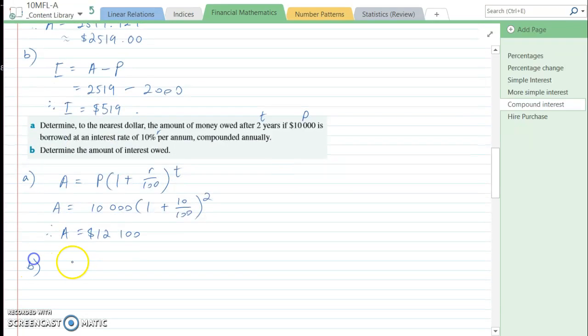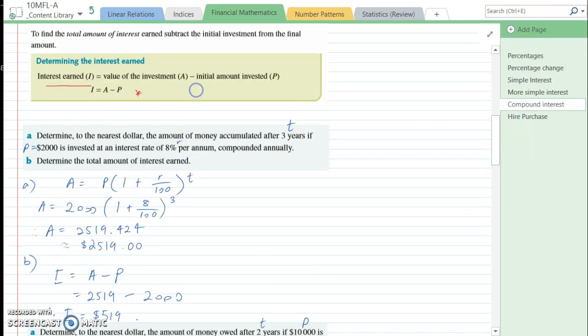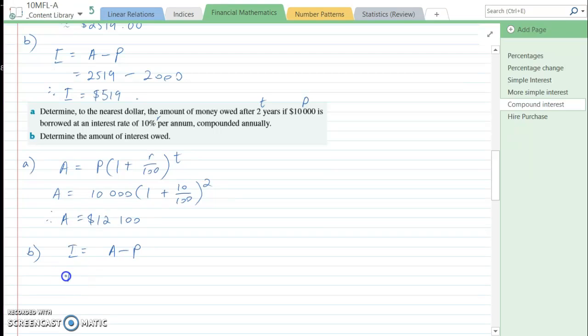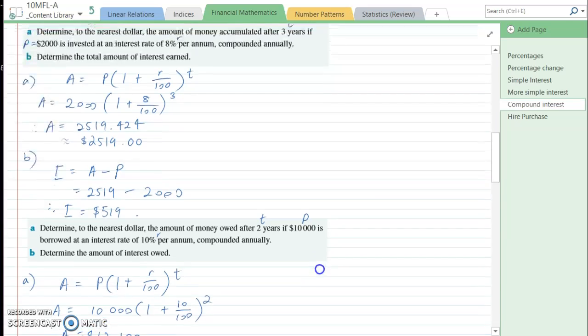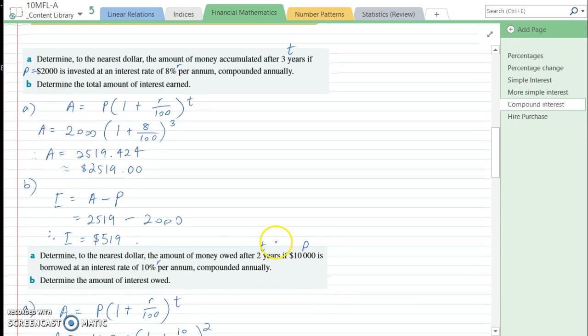And again, the interest, I, is equal to A minus P, using this formula here. So I is equal to 12,100, which is A, take away P. That's done. Note that writing down what T, P, and R is in the question, labeling it, helps so much when we are substituting it, because we not only use it in part A, we ended up using it in part B as well, and all we have to do is locate A and P.